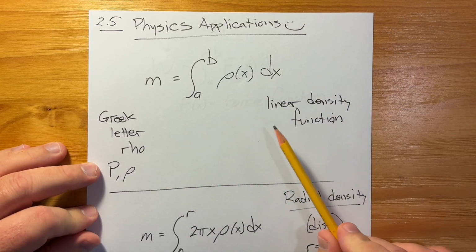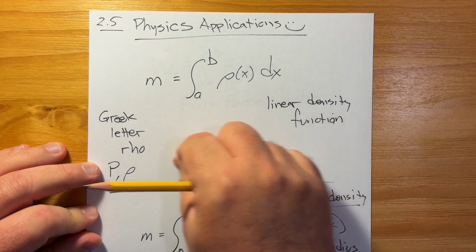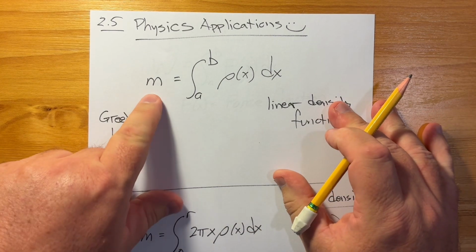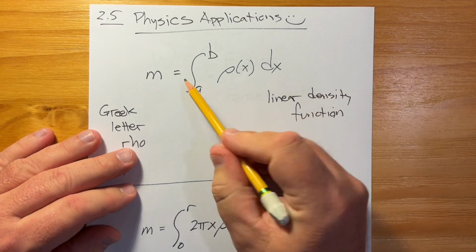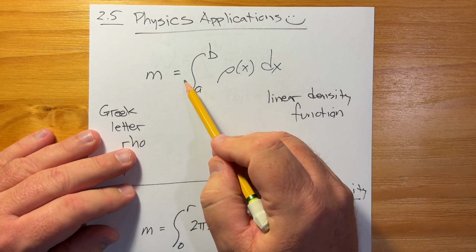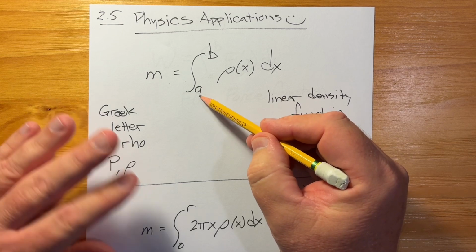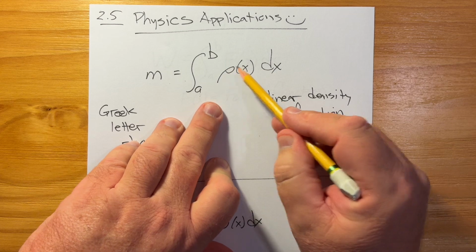The first one we're going to look at is a linear density function. So if you just imagine you have a rod of some material, and we want to use this lowercase m to indicate mass. And what we can do is we can integrate the length of the rod, so from some x value of a to some x value of b, of this rho of x.